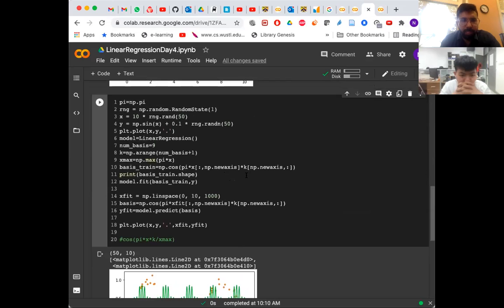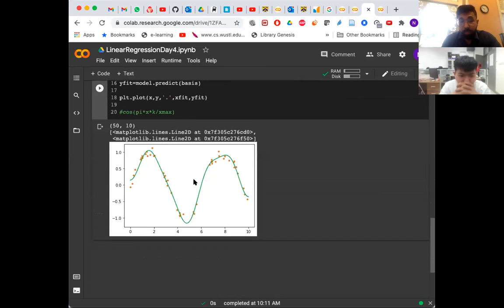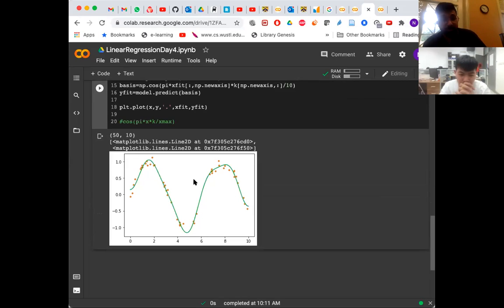np.cos by xk. Oh, yes. What is the mistake? I haven't normalized by x max. In fact, in this case, I know that x max is 10, so I can just directly write 10. Okay, so that seems very good. I'm actually quite satisfied with this. Does everyone see what happened?